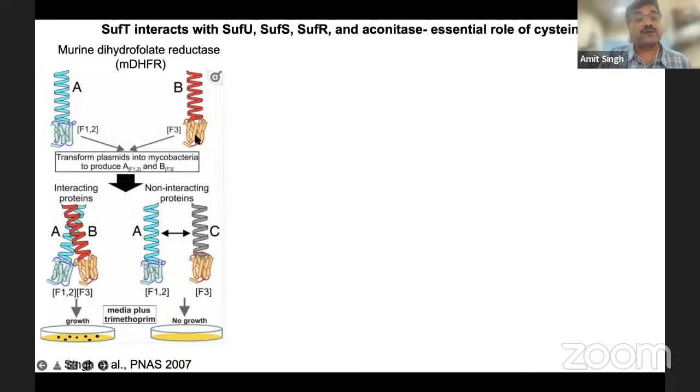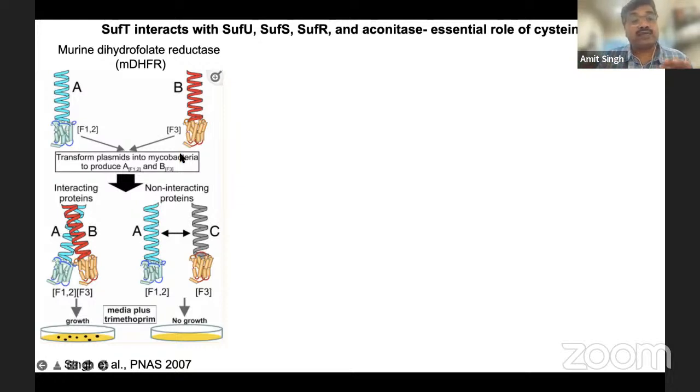Now, if these two proteins interact, if SUFT interacts with SUFU, for example, they are going to bring these two DHFR fragments close together so that they can reconstitute into a three-dimensional structure and an enzyme. Murine dihydrofolate reductase is going to work only when we inhibit the bacterial dihydrofolate reductase. Remember, DHFR is an essential enzyme and it is also present in mycobacteria.